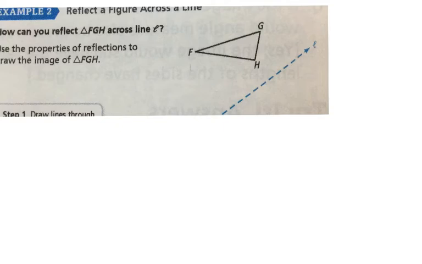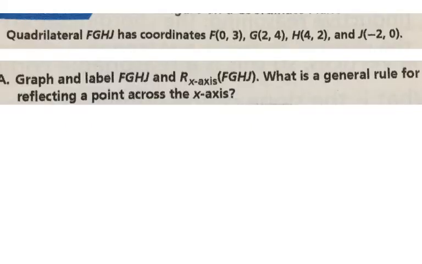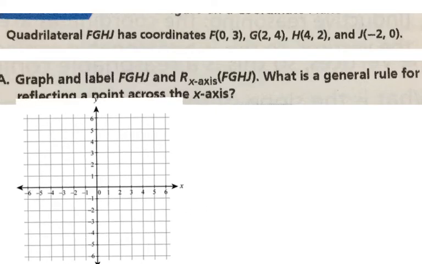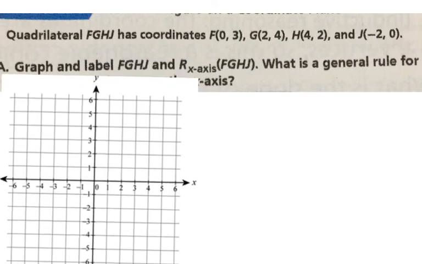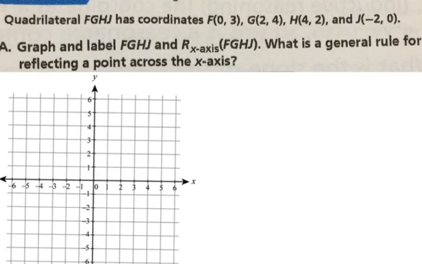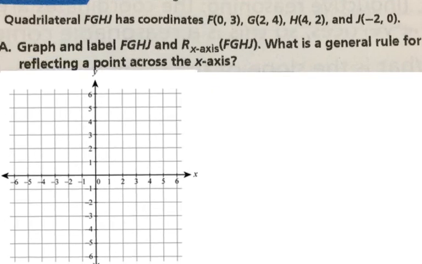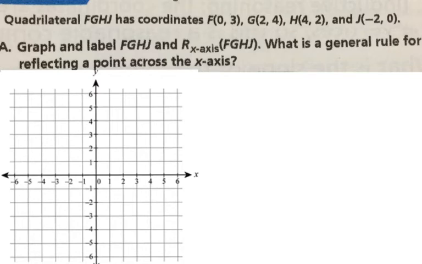So the next one we're going to do reflection on a coordinate plane. Okay, so this tells me quadrilateral FGHJ has those given coordinates. So we're going to graph that on our graph paper. That's the first thing we need to do. Okay, so draw an X and Y axis on your graph paper, right? So you've got it labeled. Something like this.